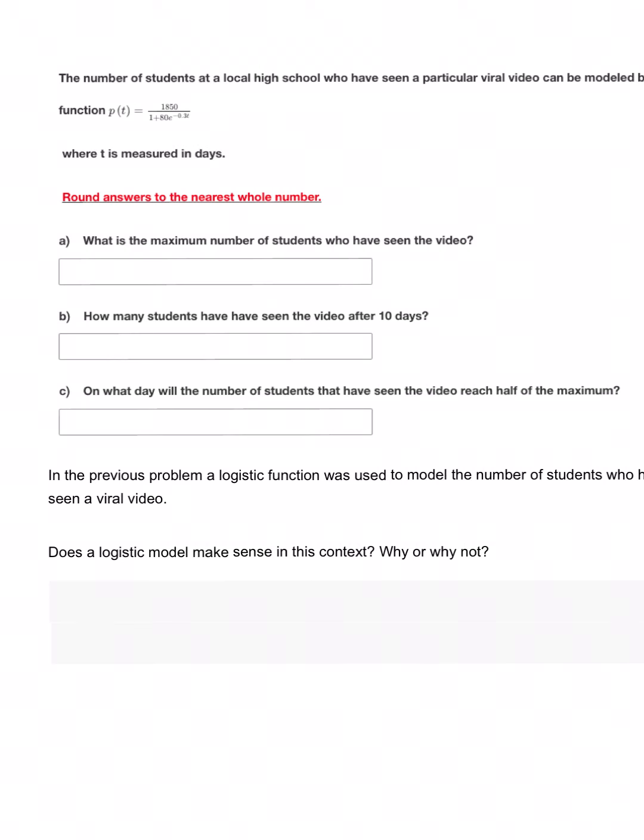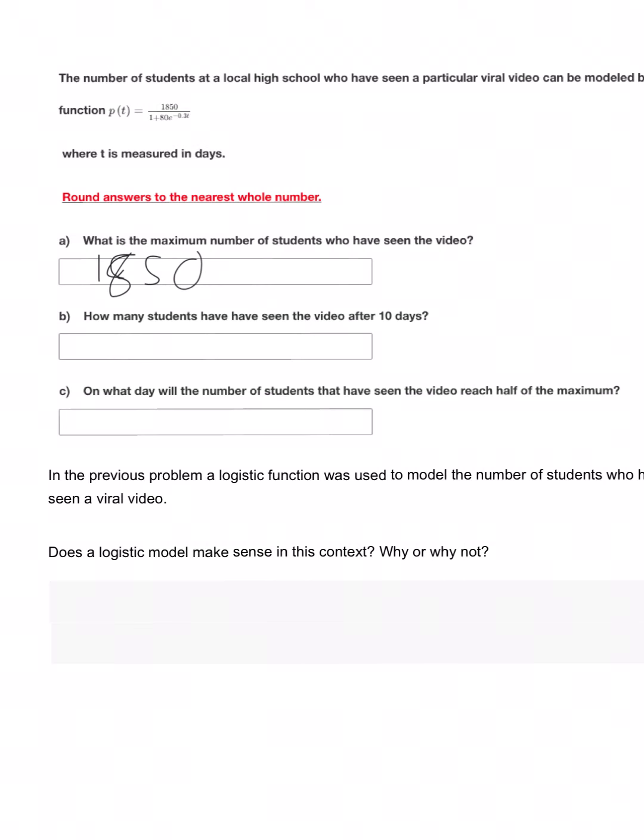One of the important things about logistic growth is that it shows a carrying capacity, which is the numerator. As t goes towards infinity, the outputs will approach this numerator. So the maximum number of students would be 1,850. We just need to know that from knowing the nature of this function. You could certainly figure that out by plugging in huge values of t, but it's really just something you need to know about a logistic function, because the maximum for other functions does not occur as the end behavior, but in this case it does.